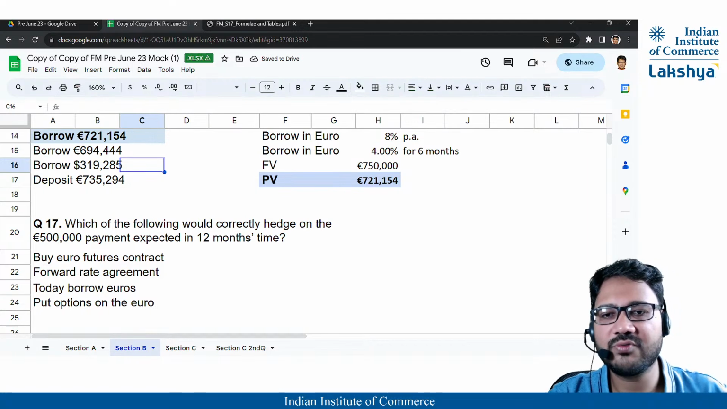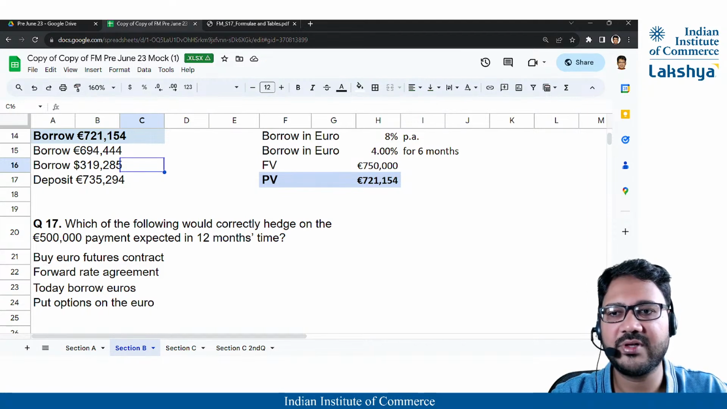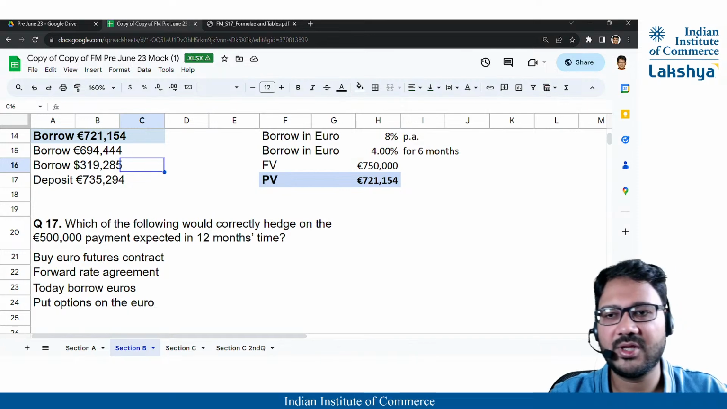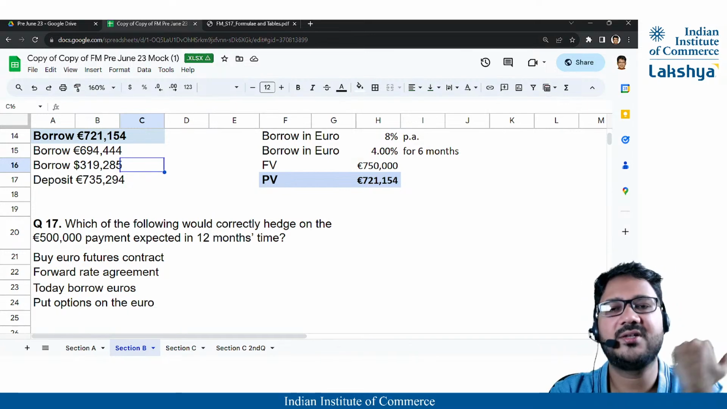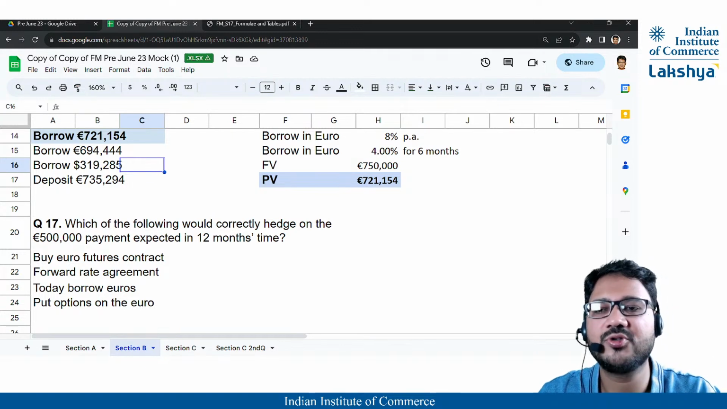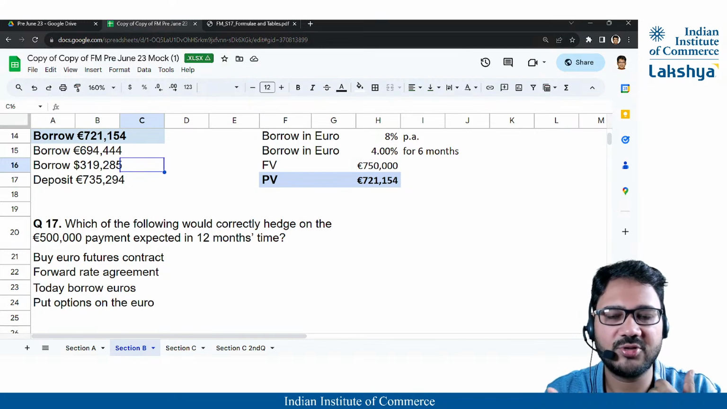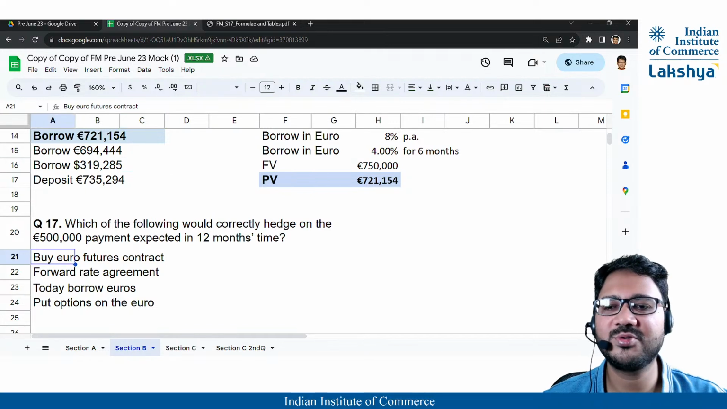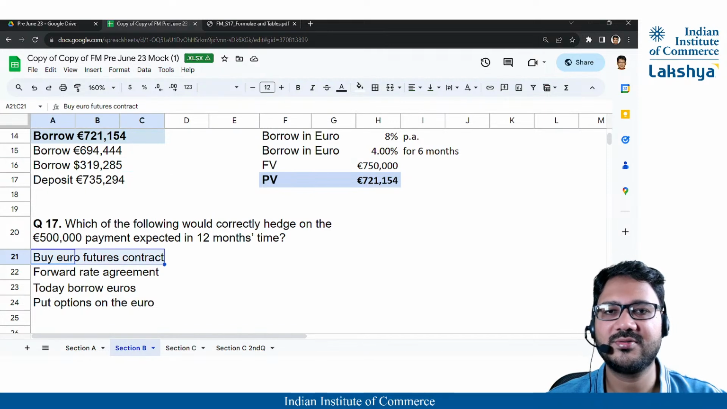Now, which of the following would correctly hedge the 500,000 payment expected in 12 months' time? Now we have to pay. We are a US based company paying euros. That means we need to buy euros in the future. Once we buy euros, we can pay it off. So option number one, buy euro futures. That seems correct, so just mark that.